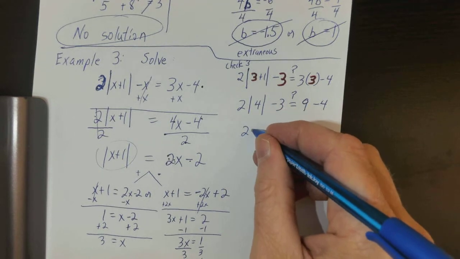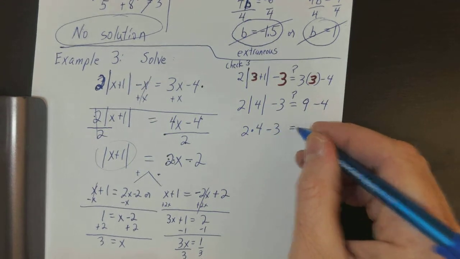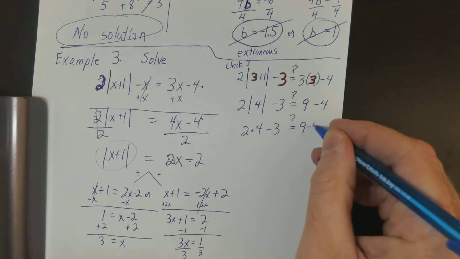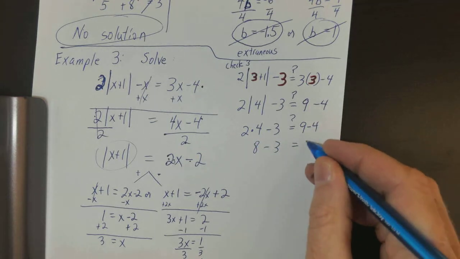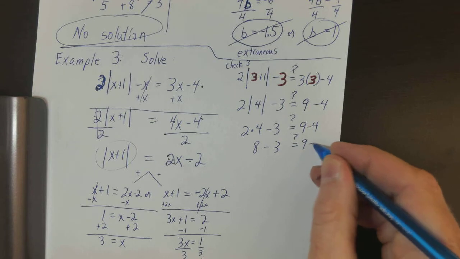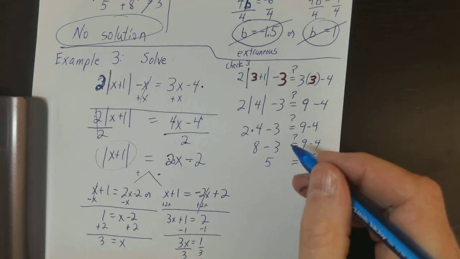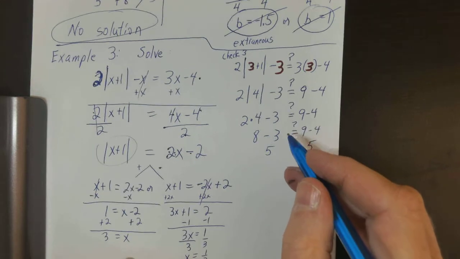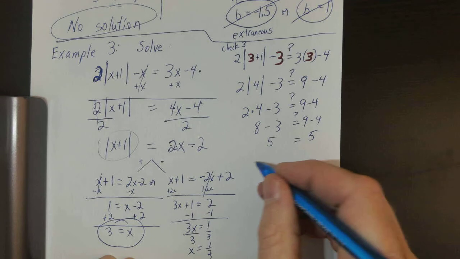Absolute value of 4 is 4. So 2 times 4 minus 3. Does that equal 9 minus 4? Still checking. 2 times 4 is 8. 8 minus 3. Does that equal 9 minus 4? I think so. This is 5, and this is 5. So, x equals 3 is a solution.